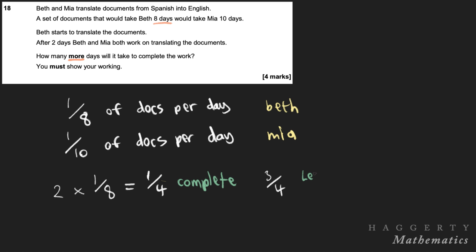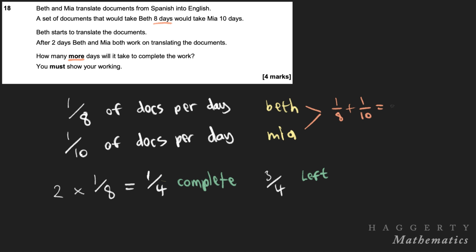And we now need to calculate the rate of output per day if both Beth and Mia are working together. So let's go ahead and do that. If these guys are working together, well, Beth's completing 1/8 of the docs per day, and Mia's completing 1/10 of them per day. So together they're going to complete 1/8 in addition with 1/10 of the documents per day.